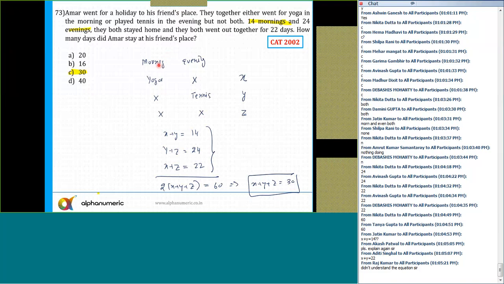So let's assume on X days, they played in the morning but not in the evening. On Y days, they played in the evening but did not play in the morning. And on Z days, they neither played in the morning nor in the evening.